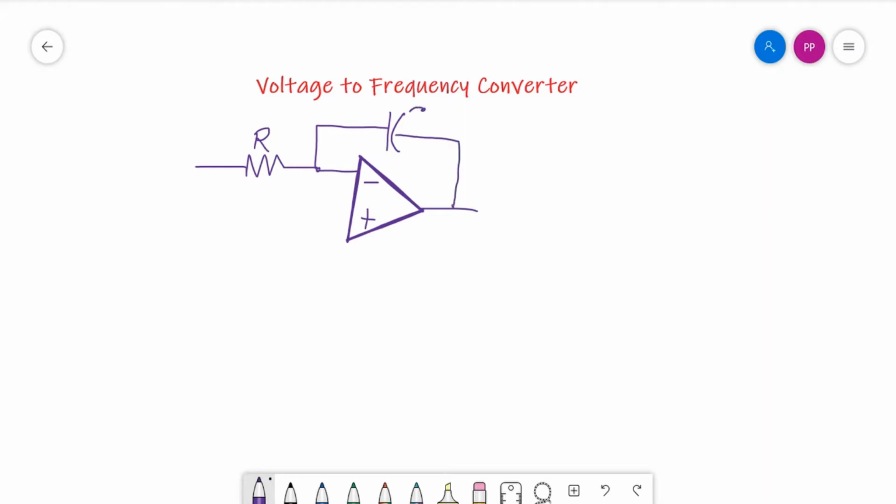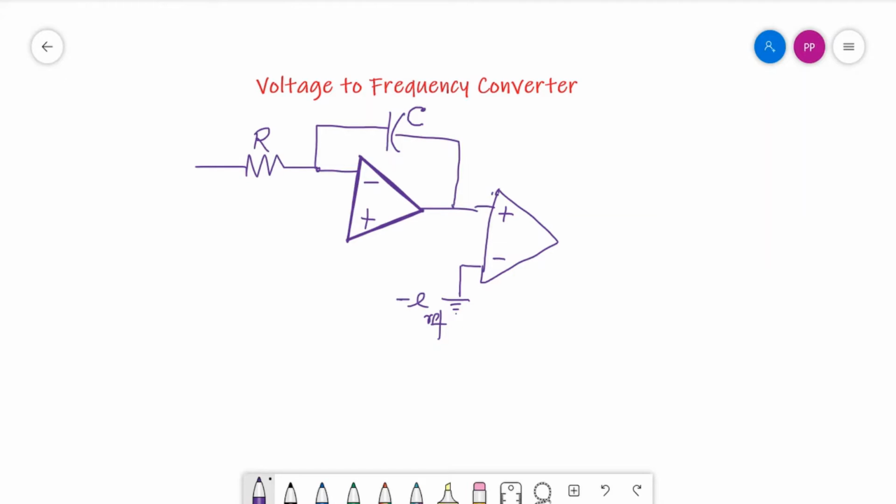The negative feedback path will have a capacitor C. There are possible corrections in the textbook that you need to make. Then this output reaches a comparator. So here I have a comparator like this. This comparator has a non-inverting input and an inverting input, where the inverting input is provided with a negative reference voltage. I can write minus Eref.